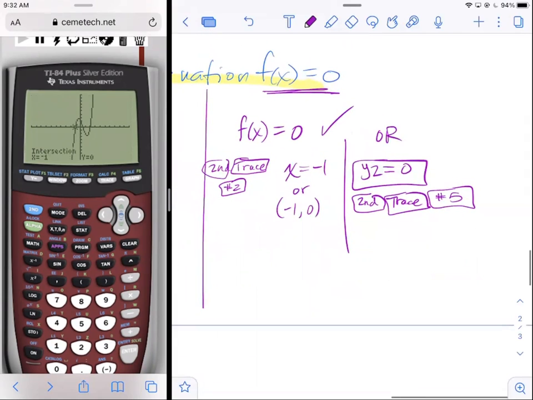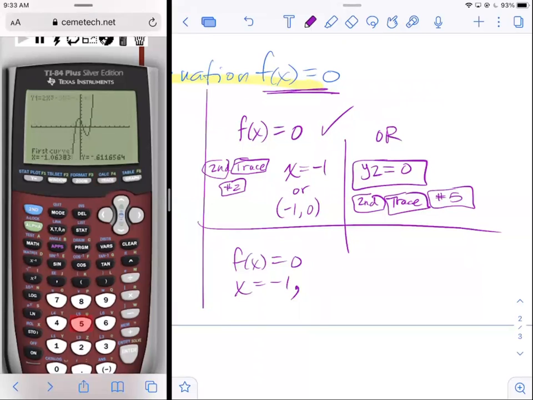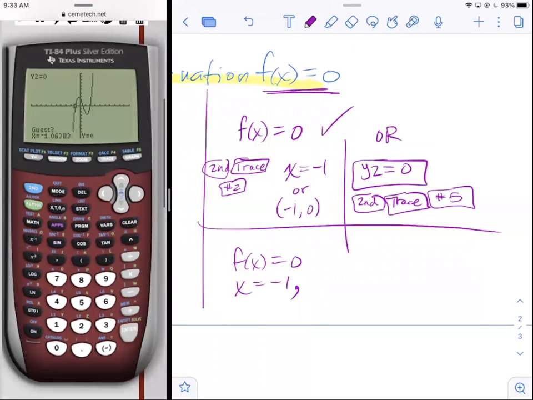Watch, I'll show you how much faster it is. If I'm doing this on my test, here's what I have to write. I'm going to put f of x equals 0, and then underneath there, I'm going to put x equals -1, comma, and now I'm going to do it again. Watch, second trace number 5, enter, enter, scroll to the middle, and then hit enter. And I get 0.5, comma, and then one more. Ready? Here we go again. Second trace number 5. Enter, enter, right? And now we just scroll closer to the third one and we hit enter, and it's 2. There you go.